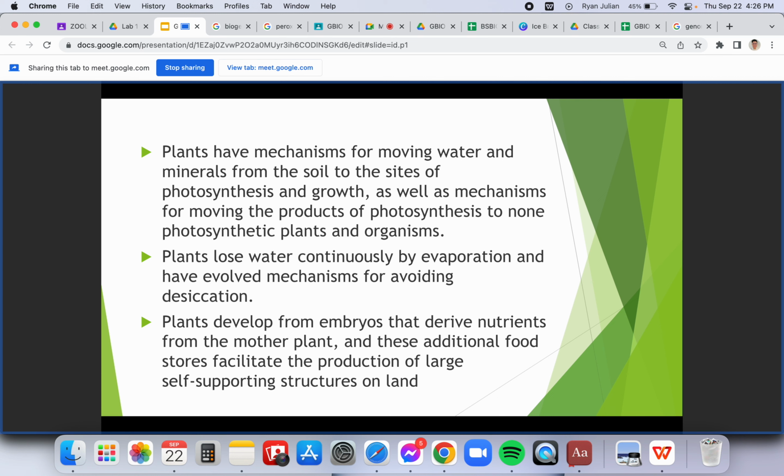And aside from roots, we also have what we call the stem, the branch, di ba, that gives rise to leaves, to flowers as well. And those are the self-supporting structures that I'm talking about regarding the plants. Okay.